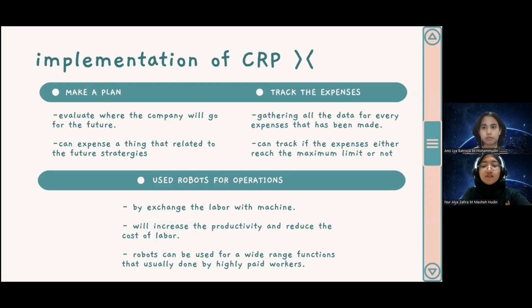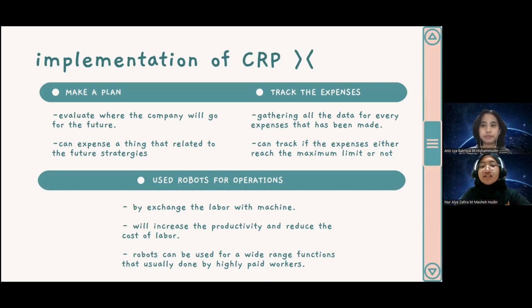I took a few of the implementations that can be applied in the Prabut Nusantara Sedang Berhad business. The first point is to make a plan. The company can evaluate where the company will go in the future, either they want to expand the business or they want to produce more products such as a cupboard, a table, or even a chair. So by planning for the future, they can expand things that relate to future strategies.